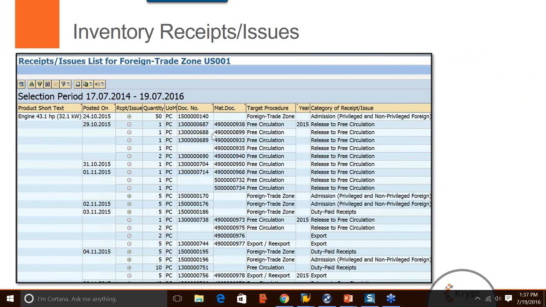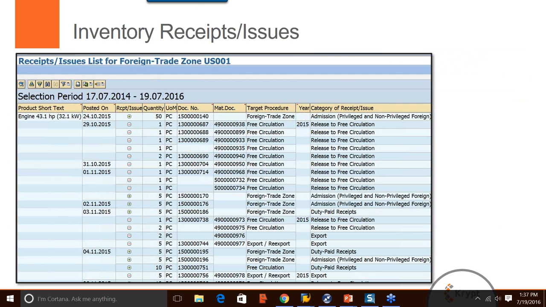And here is a copy of that sort of drill down report. So what we're looking at is a record of receipts and issues into the FTZ. And if it's a plus, it's a receipt. If it's a minus, it's a goods issue quantity. And what is the supporting document number? So this would be the material document, in other words, the posting that results in either goods issue or goods receipt.